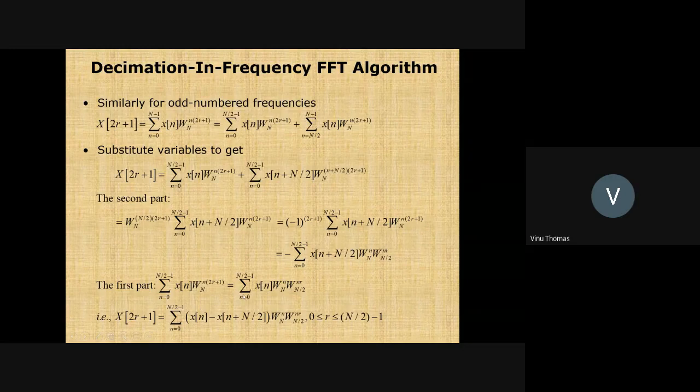Likewise, here also you have sigma n equal to 0 to n by 2 minus n x of n wn raised to n into wn by 2 raised to n into r. So which means you can write x of 2r plus 1 is equal to sigma n equal to 0 to n by 2 minus 1 x of n minus x of n plus n by 2.